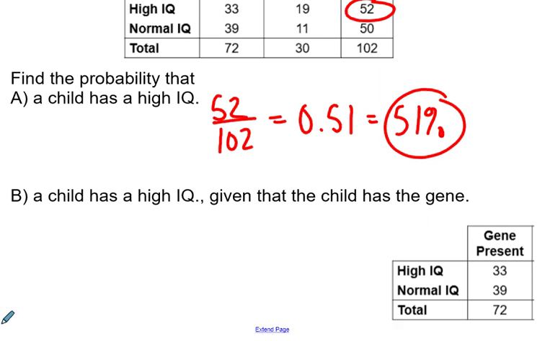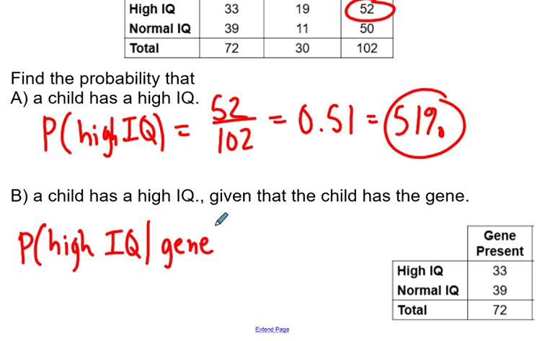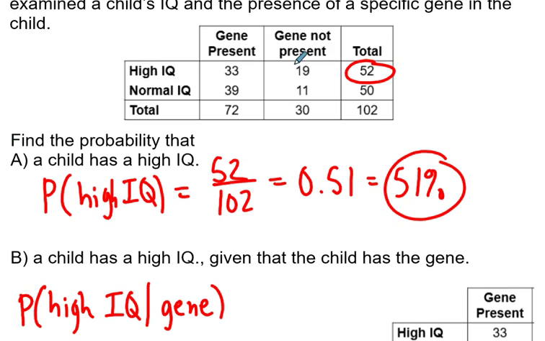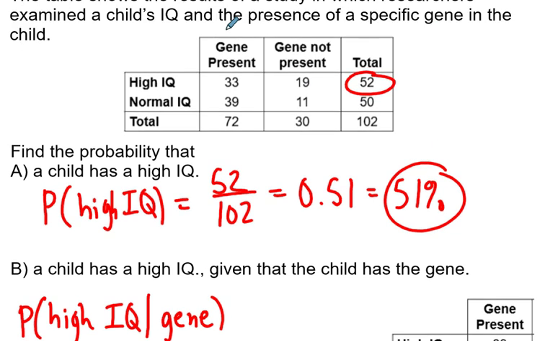What's the probability that a child has a high IQ given the child has the gene? So the first one was just what's the probability of a high IQ. Now we're asking what's the probability a child has a high IQ given the child has the gene. Well, the reason that this is a different question is because this first one was all of the ways that they could have a high IQ, whether the gene was present or not. But now I know that the gene is present. So I know that my table is really shrunken down, and this is the only thing I'm going to consider because I know that the child has the gene present.